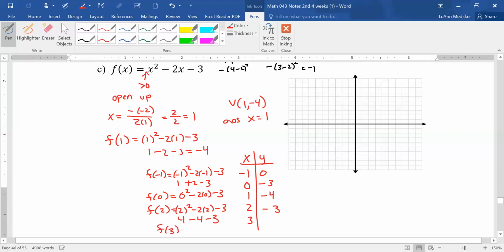And f of 3 is going to be 3 squared minus 2 times 3 minus 3. So that's 9 minus 6 minus 3. That is 0. So if we've got our vertex right, you see this nice, lovely y value pattern every single time. So negative 1, 0, and then 0, negative 3, 1, negative 4, 2, negative 3, and 3, 0. And draw the best curved parabola that you can.